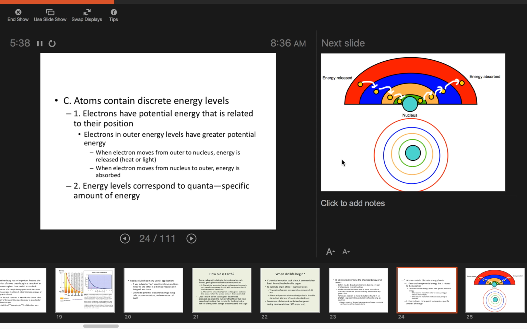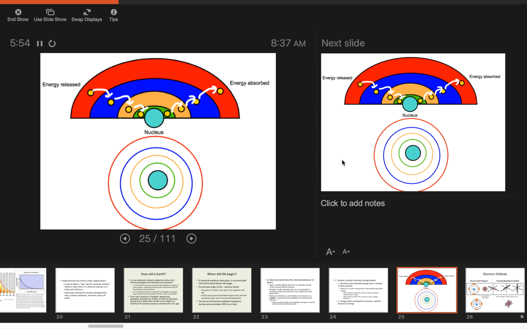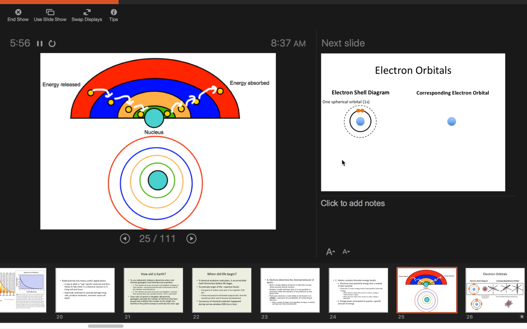And then if there's an electron in the second energy level that gets moved to the third, well, now energy will be absorbed because you've got to absorb energy to move it out there. Energy levels do correspond to quanta, which is a definition for just a specific amount of energy. So this diagram on the next slide kind of depicts this: energy levels, and when an electron is moved closer to the nucleus, energy is being released, and when energy is absorbed, it's moving out.